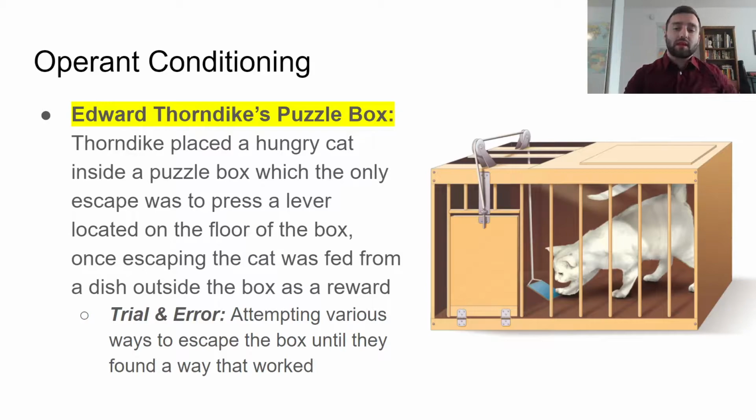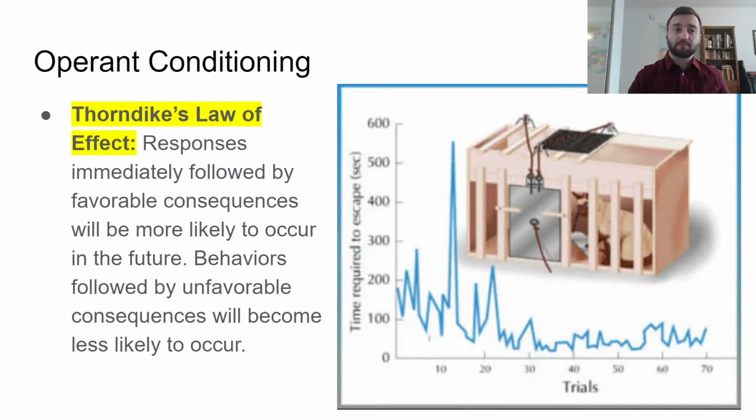Now, the way that the cat is going to get out is through trial and error. We'll talk about trial and error a little bit more when we talk about cognition and how we solve problems. But basically, it's just by attempting various things, and eventually you find a way that works, right? The cat isn't necessarily problem solving the way a human would, but they're just going to mess around and maybe they accidentally hit the lever, or they're going to investigate things and eventually they're going to find their way out. So that's the basics of the puzzle box.